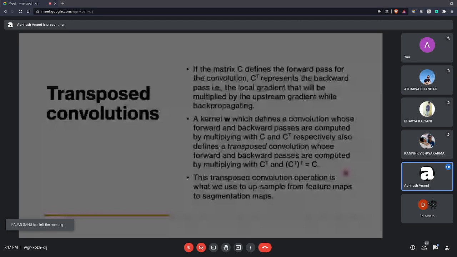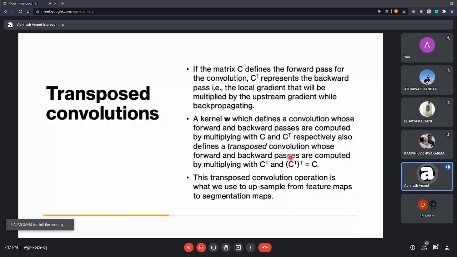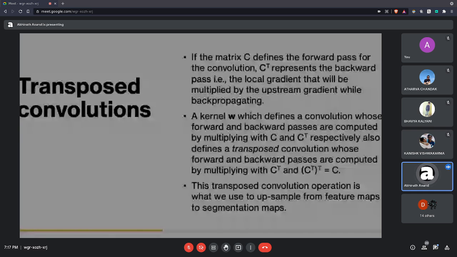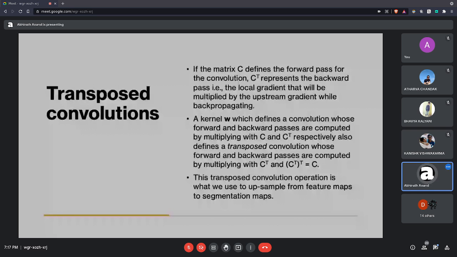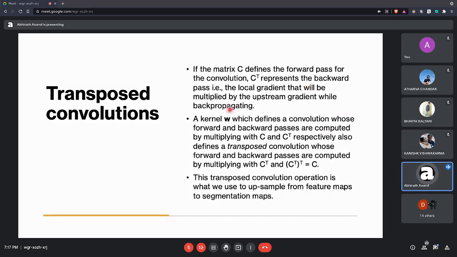So this is basically the exact opposite of the convolution operation if you think of it in the context of image processing, right? Instead of going C and C transpose, you're going C transpose and C. So this is somewhat of an opposite to the convolution operation, which is something that you will want to upsample from feature maps to segmentation maps, and this is exactly what we use. This is why it's called transpose convolution. Instead of multiplying by C, we multiply it by C transpose, hence the term transpose convolutions.